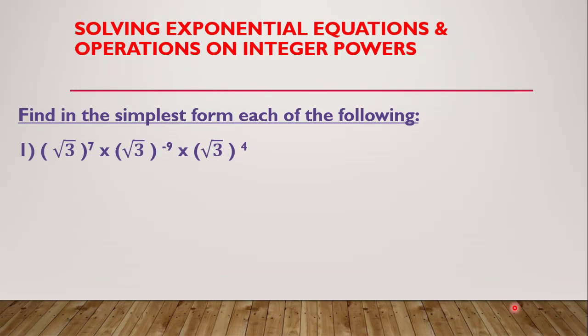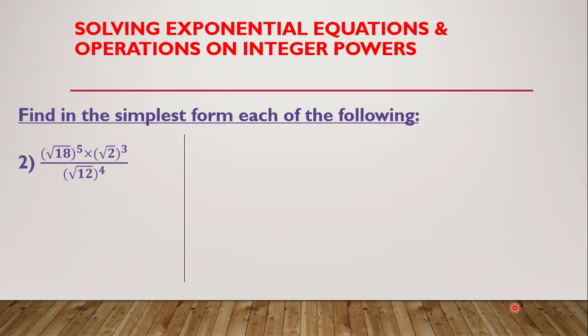The first one, we have root 3 power 7 multiply root 3 power negative 9 multiply root 3 power 4. Here we have the same base and multiplication operation, then I'll add the power. So it will be root 3 power 7 minus 9 plus 4. 7 minus 9, negative 2. Negative 2 plus 4 is 2. So I have root 3 power 2. Root 3 power 2, as we studied in the first term, equals 3.